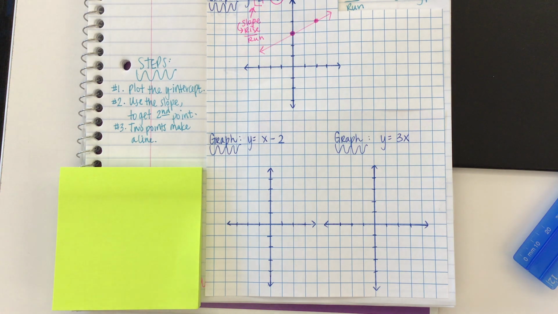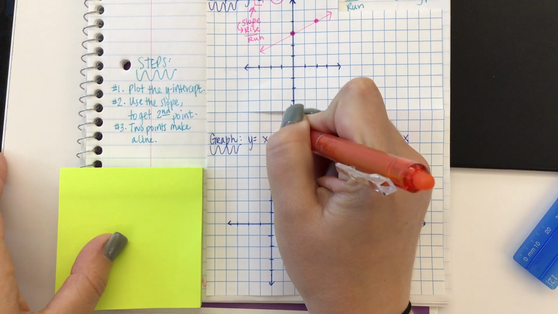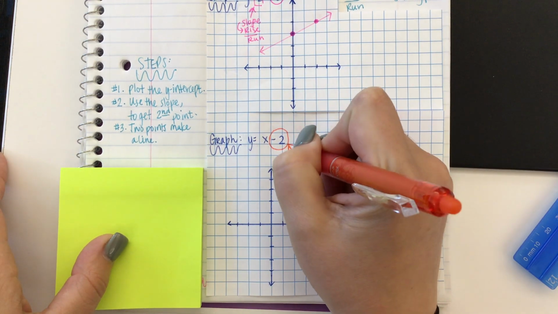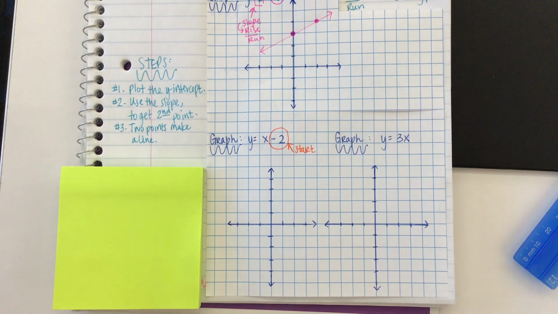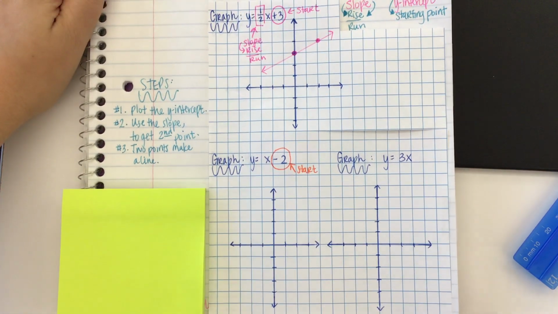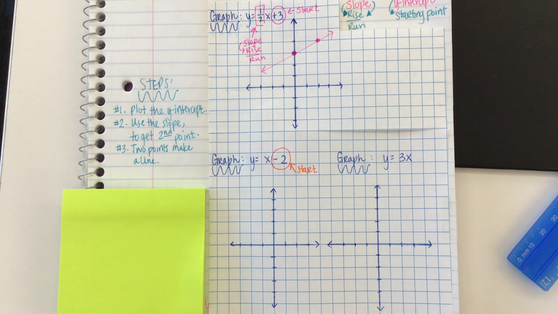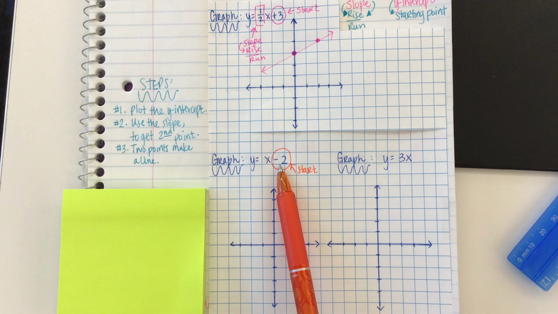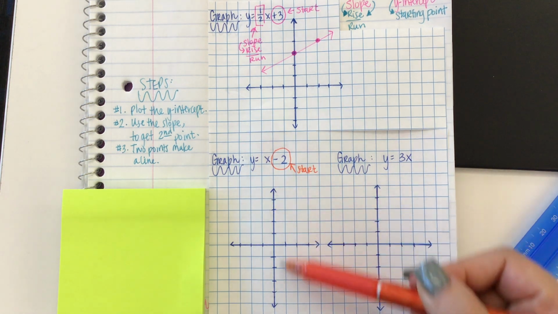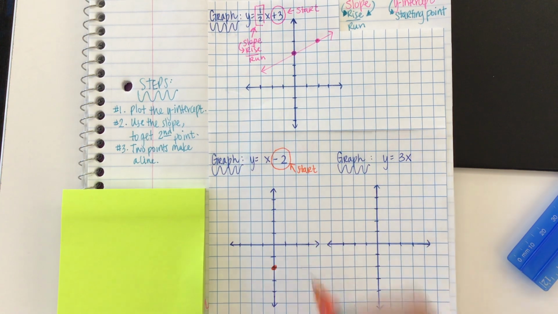All right, our next example: graph y equals x minus 2. Let's try to follow our steps. The first thing we need to do is plot the y-intercept. The y-intercept is over here at the end. If you notice, our y-intercept is -2. This is why, on the example up here, I circled the sign in front of the 3. You need to take the sign in front of the y-intercept as well. You can't just take the number. It changes your whole equation. So our y-intercept is -2. On my y-axis, I'm going to plot -2, which is down here.